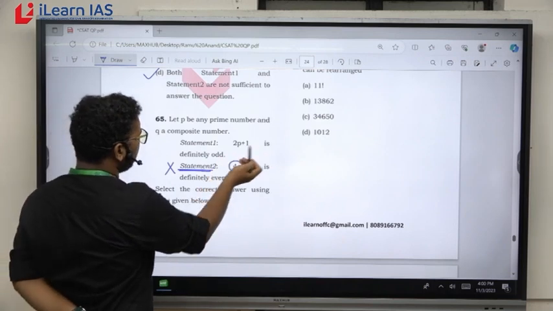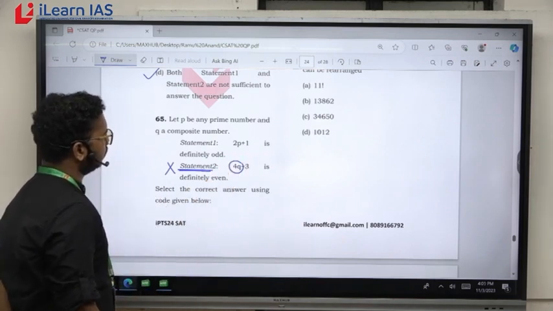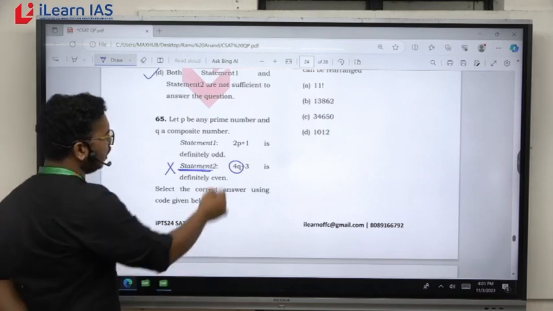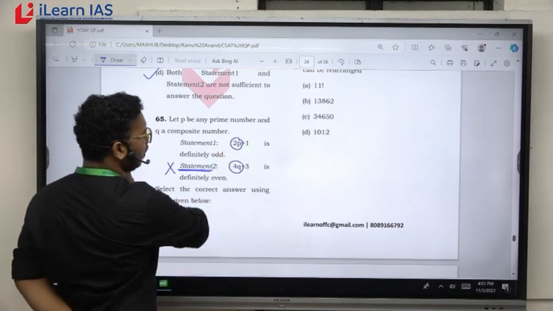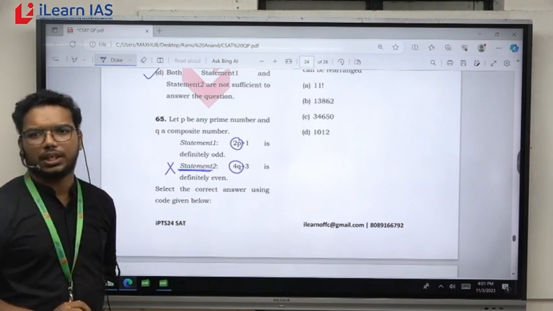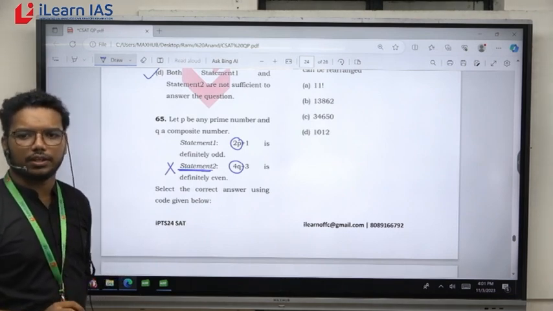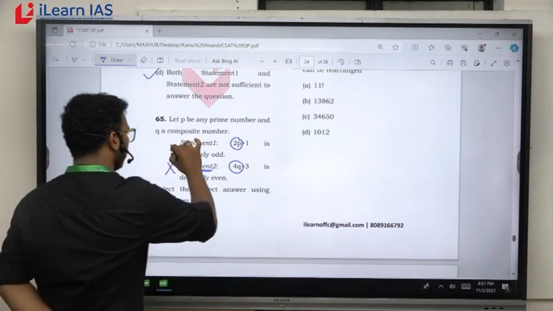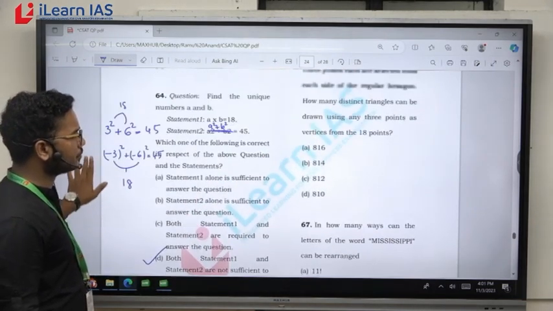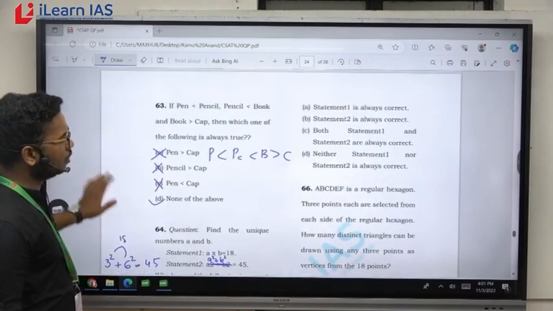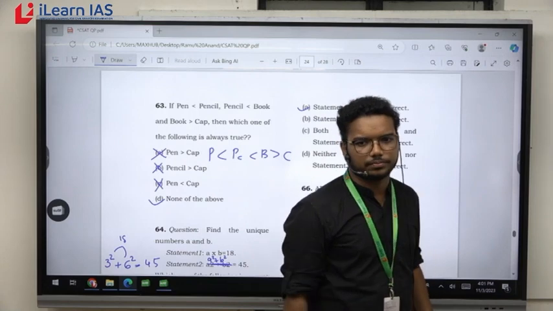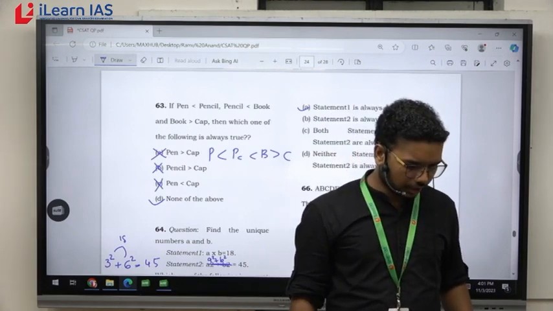2p plus 1 is definitely odd. See, 2p, any number, 2p is always even. So, even plus odd will be odd. So, the answer is S1 is always correct.